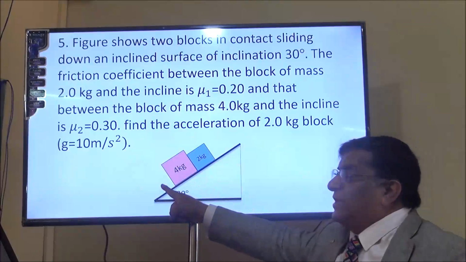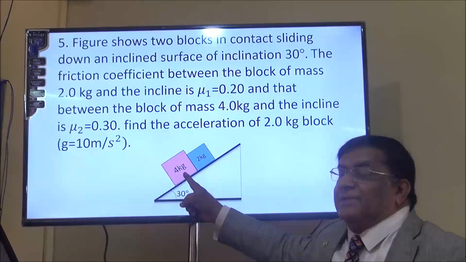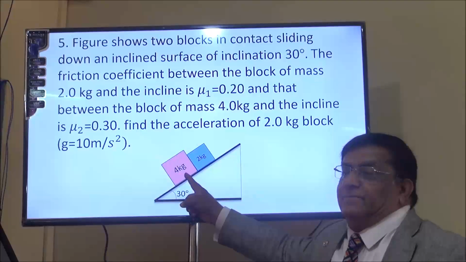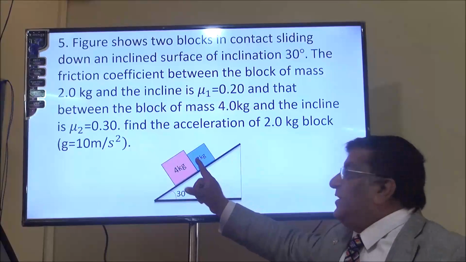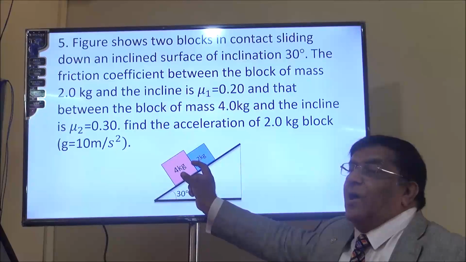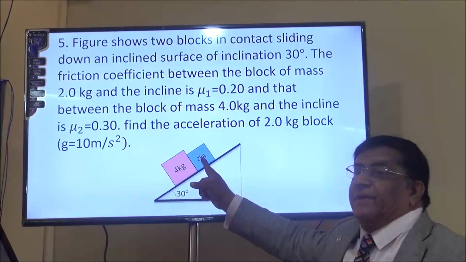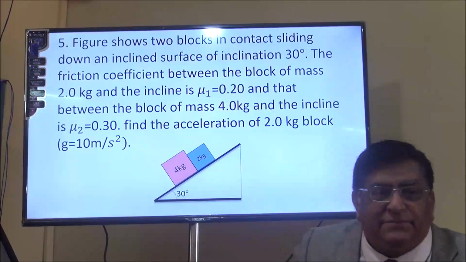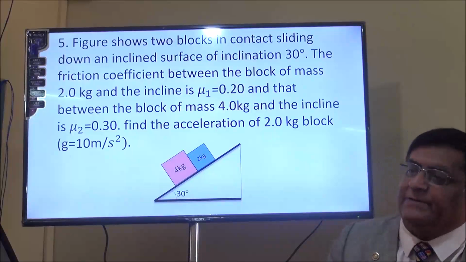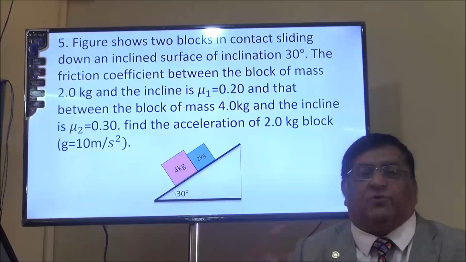So what will happen? Will it go faster or slow? Slow. 0.3 friction. Friction applies the brake. So here it is 0.3, here it is 0.2. If I leave it free, with friction 0.3, it will go slow. If I leave this free, friction is only 0.2, so it will go fast, but it is on the way. So they will come together, and it has to go by the speed of this. Together they will go with the same speed.